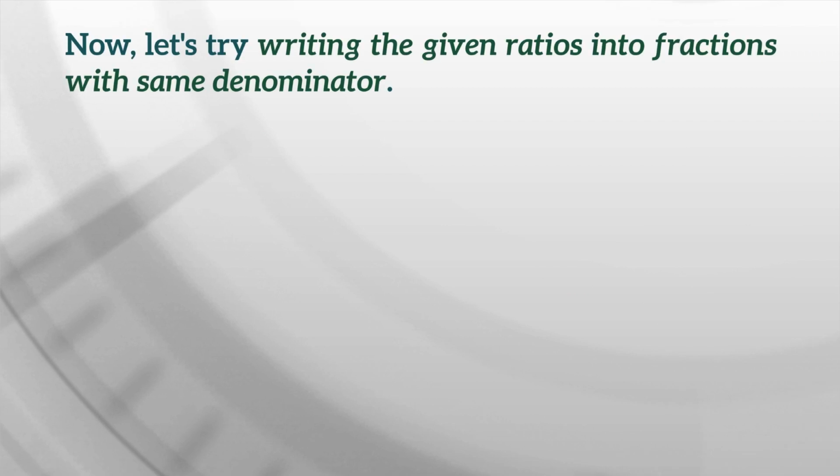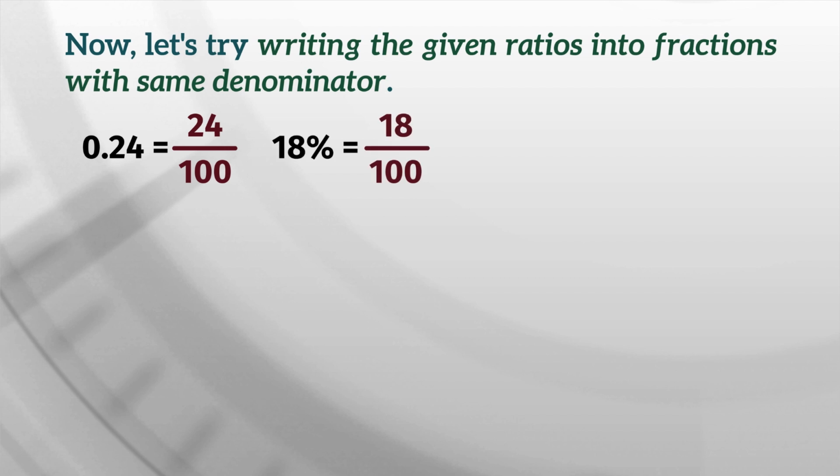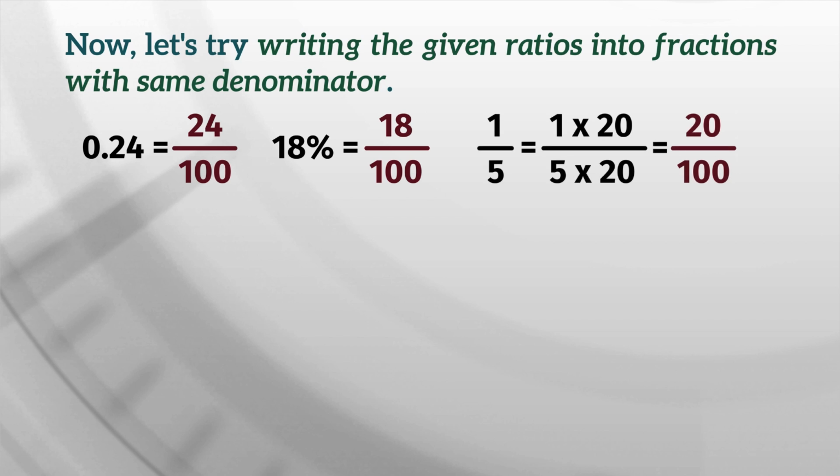For the next topic, let's try writing the given ratios into fractions with the same denominator. We will solve the same given. For this one, we will make all the denominators the same. We will make them 100. Since the first number is in decimal and is read as 24 hundredths, we can express it as 24/100. Percent means per 100, so 18% can be expressed as 18/100. For the last number, which is a fraction, we will make its denominator 100 by multiplying 20 to the fraction, just like this. Then we will get 20/100.